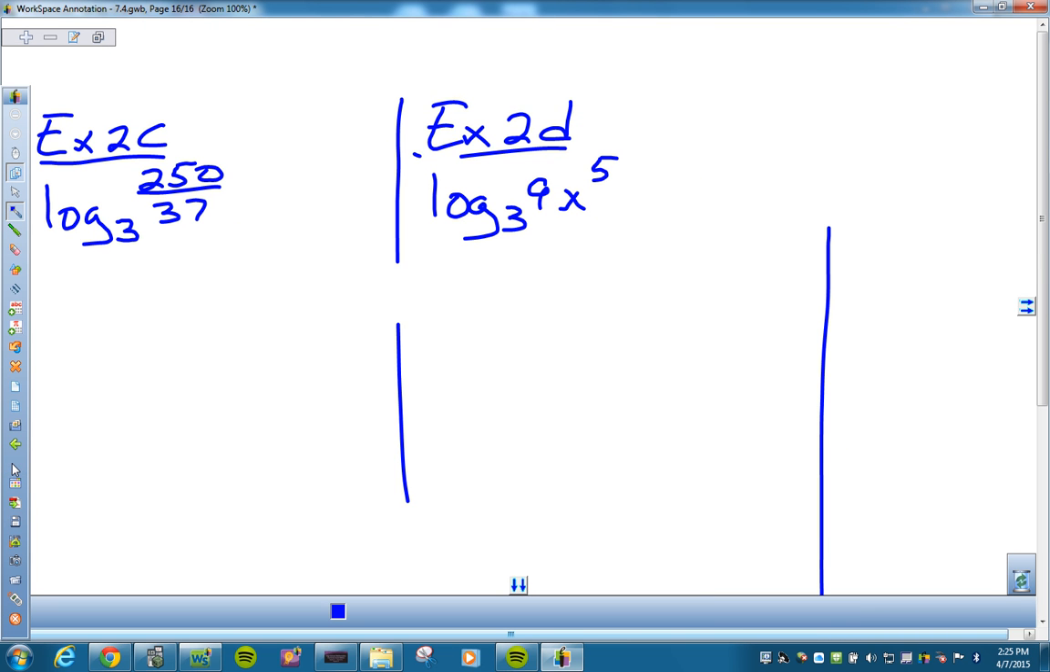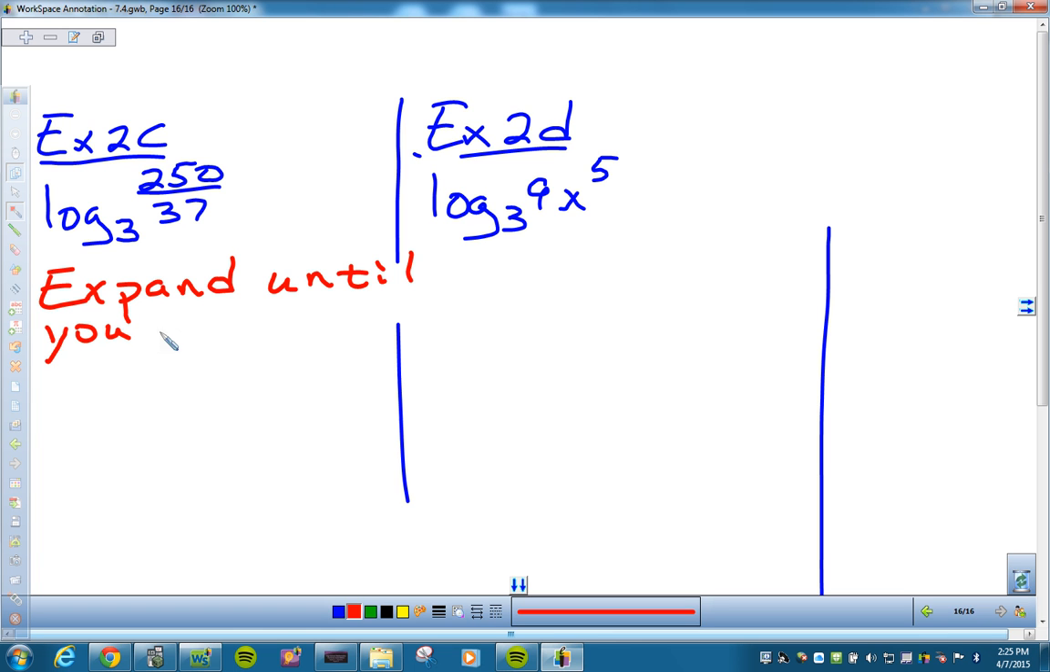Okay. C and D, last 2. C, you're going to just love. When you deal with a number like 250 and you're expanding the logarithm, you want to expand it until you have prime numbers. That'd be a good thing to write down. What's a prime number? 37. 2 is, 3 is, 5. Numbers that you can only multiply 1 and the number itself to get. 13 is a prime number. There are no other factors of 13. You can only multiply 1 and 13 to get 13. That's what makes it prime. So we want to expand until you have prime numbers.